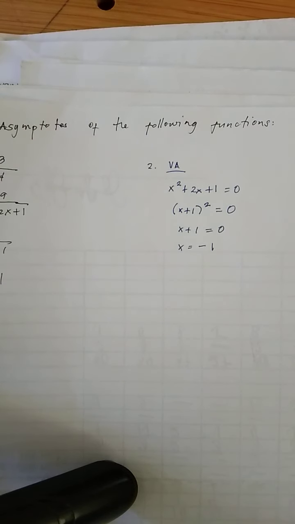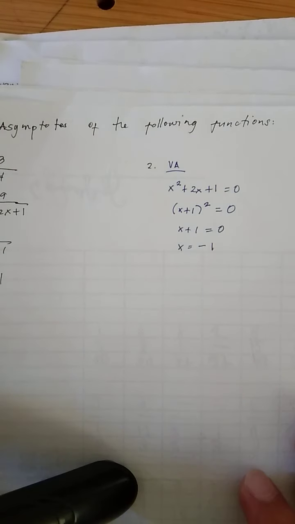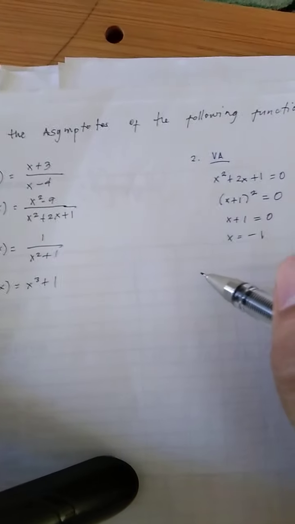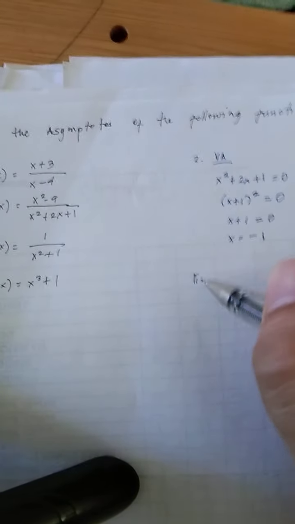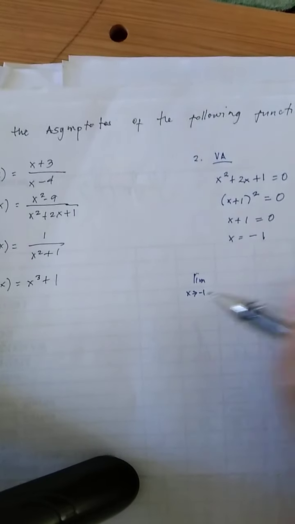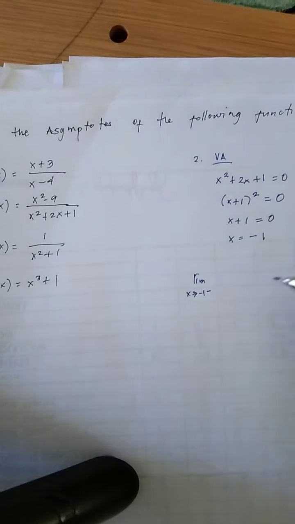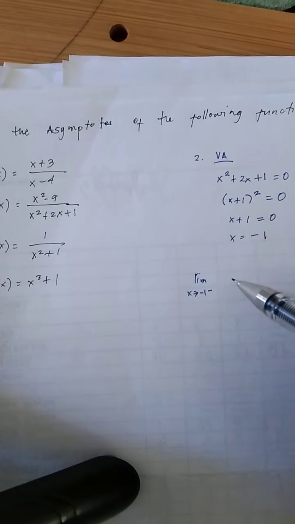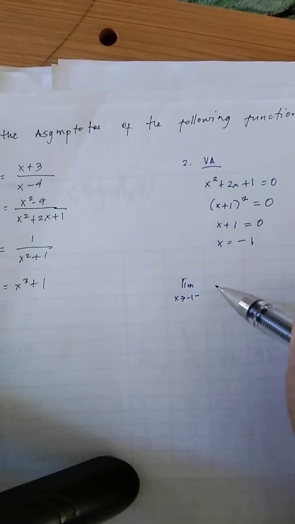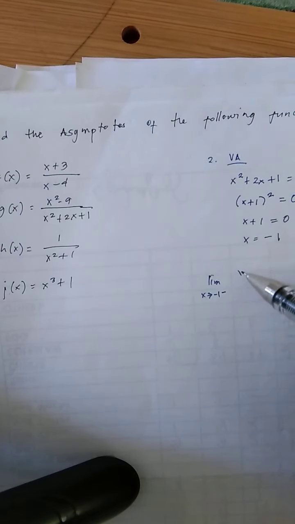Now let's try to evaluate the one-sided limit of the function at negative 1. Okay, so let's write the limit as x approaches negative 1. So it's either from the right or from the left. So let's use from the left, but you can also use from the right. So you have here x squared minus 9 all over x squared plus 2x plus 1.